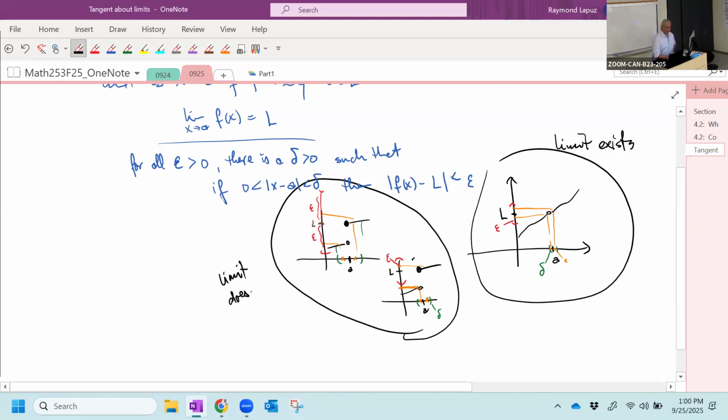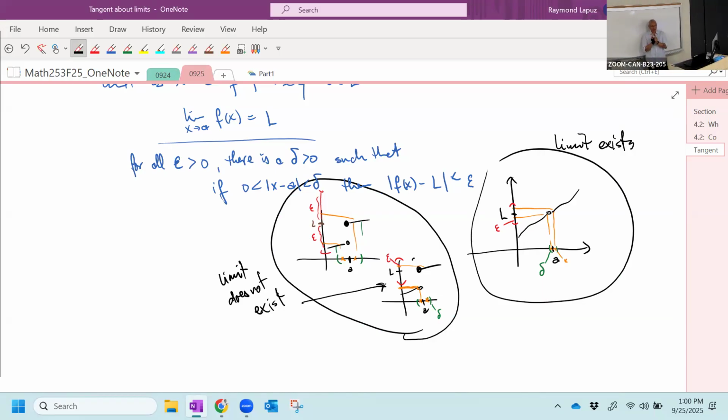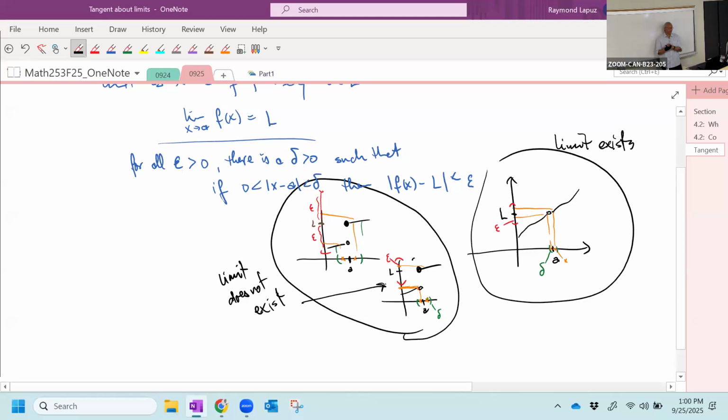limit does not exist because if I let my epsilon be small enough, then you're not going to be able to find a delta that's going to encompass every single point in there. So usually when math and physics people talk about epsilons, they mean a really small number. And that's generally what happens here. You want epsilon small enough, and then you can find me a delta.